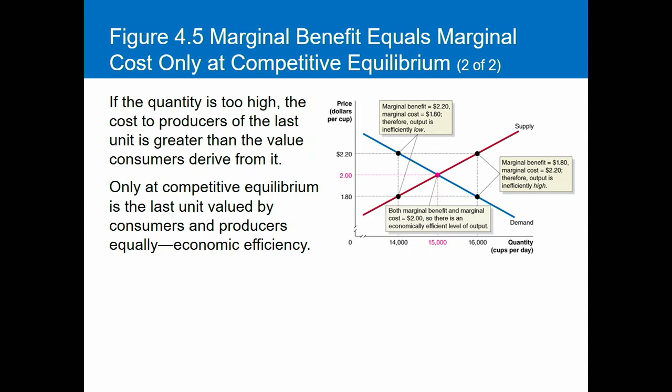Hopefully, if they start at 14,000 and they produce up and go past equilibrium, they quickly realize that the cost of production is higher than the money they're getting back for it. Hopefully they wouldn't go this far. But maybe they just completely ignore what's going on, or they have a bad manager. The manager's sick that day, maybe. So it's only at the competitive equilibrium, at the price of $2 and the quantity in this market of 15,000 cups per day, where the last unit is valued by consumers and producers equally. So people will be happy to buy that last cup. Producers will be happy to sell that last cup.